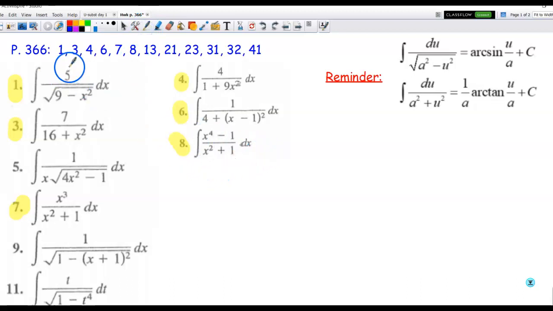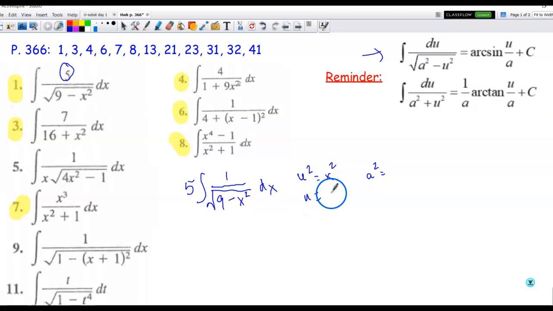Problem number 1. The first thing I notice is I can bring that 5 coefficient out front, and because of the square root, I'm thinking that we're likely headed to inverse sine. So I have 1 over the square root of 9 minus x squared. And remember that that's a dx, looking for u squared, and I'm looking for a squared. So u squared in this case is x squared. U is equal to x by taking the square root of both sides, and du is equal to 1. So I don't have to worry about any kind of compensation with a u substitution. A squared is 9, taking the square root of both sides, a is 3.